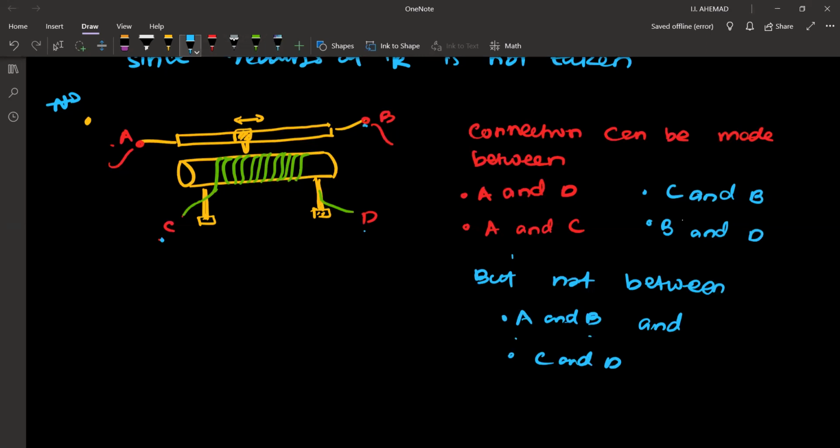Look, if I make a connection between A and B, this is the path, so there are no variables. It is the resistance of this bar. If I make a connection between C and D, that is going to be the maximum resistance of this coil. So wherever you move this connector, or this sliding key, it is not going to have a variable resistance. Okay, clear?